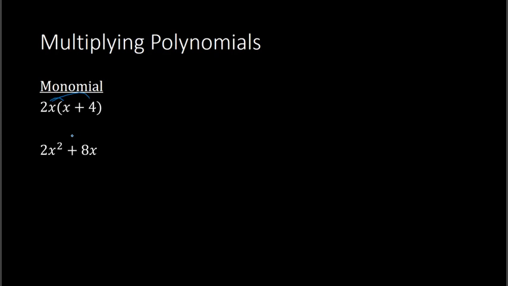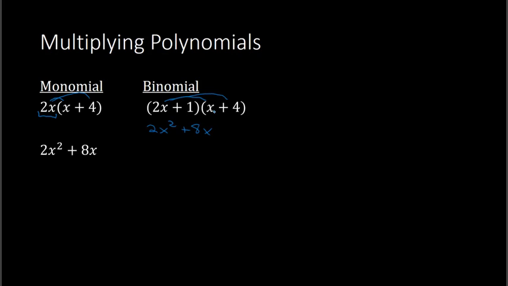Now we're going to add in binomials. So instead of just one term in the front, we're going to have two terms in the front. So something like this, where we have 2x plus 1 in front of x plus 4. Now for this, all we're doing is we're distributing, but we're doing it more than once. So we begin with the 2x. We distribute 2x times x and then times 4, just like we did over here. So 2x times x would be 2x squared, and then 2x times 4 would be 8x, so plus 8x.